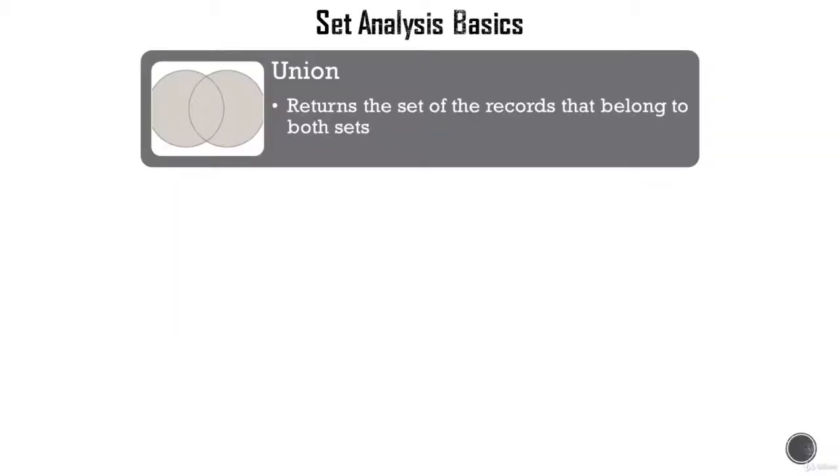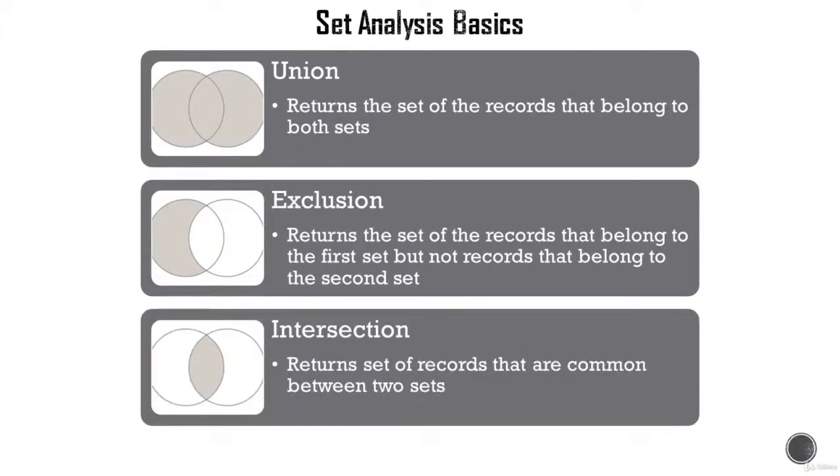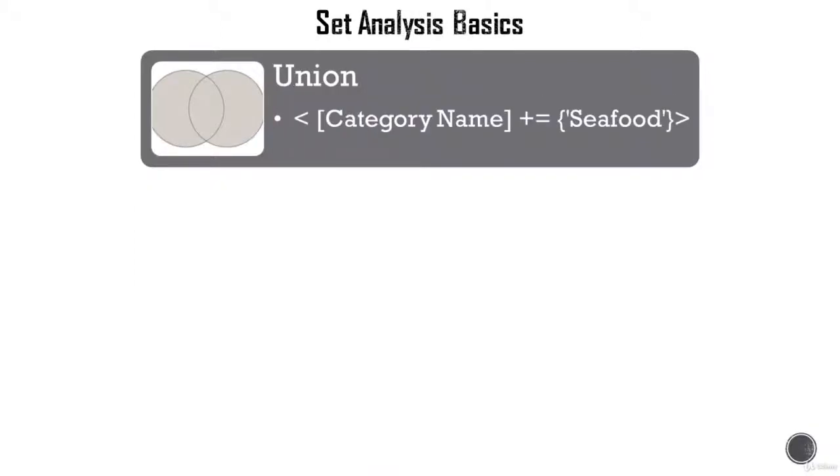Now let's look at some of the operators. Union in classic set theory combines records from both sets. Exclusion returns a set of records that belong to the first set but not to the second set. And then intersection obviously renders a record set of common values between two sets. So some of the examples: union in this example shows category name of seafood.